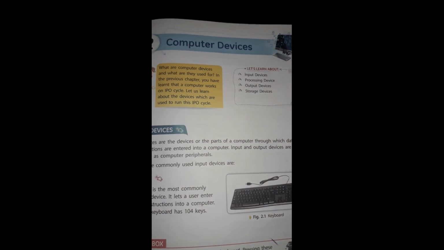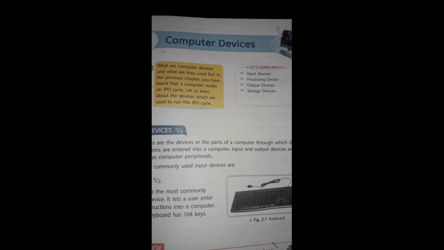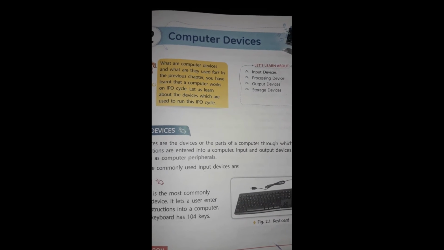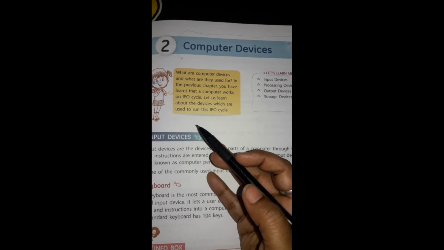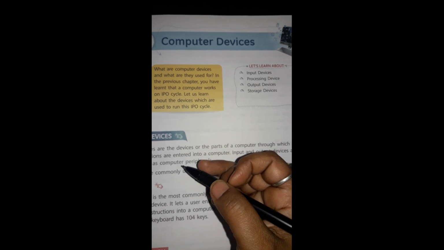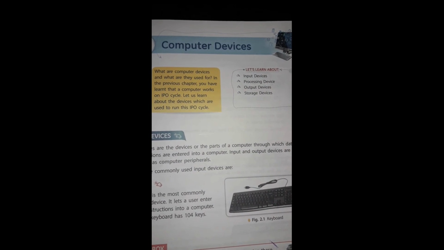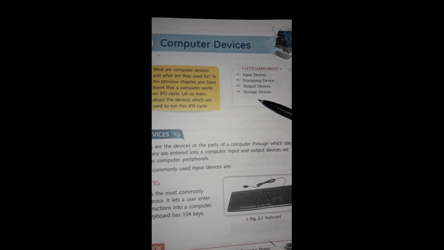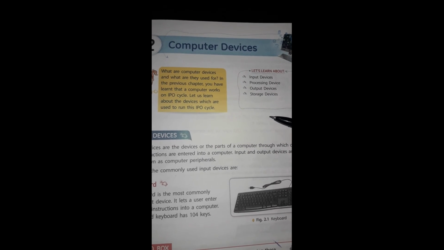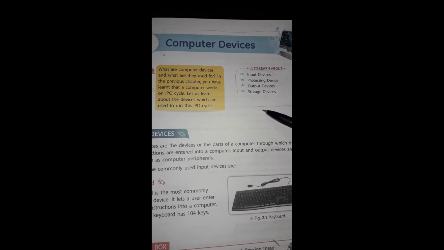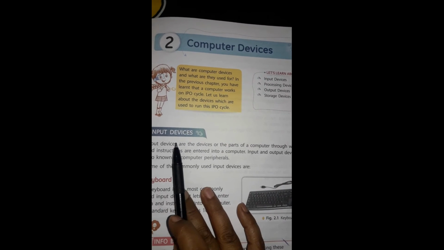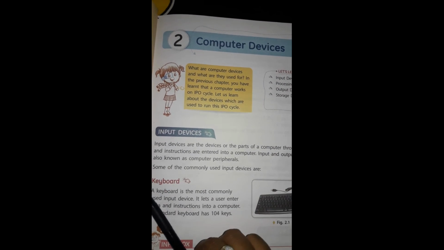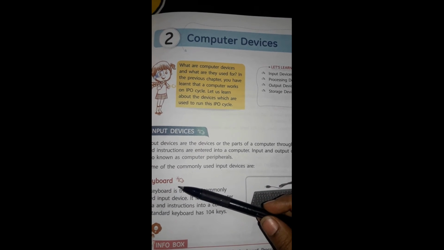So students, yesterday I taught you the computer devices. In a computer there are many types of devices, that is input device, processing device, output device and storage device. Yesterday I told you that in input devices there are keyboard and mouse.